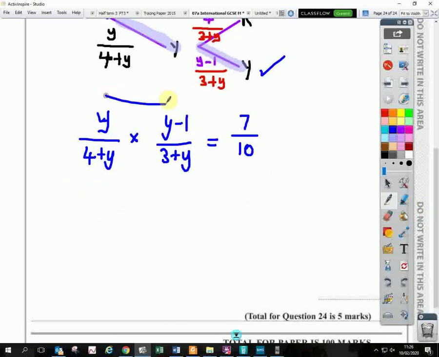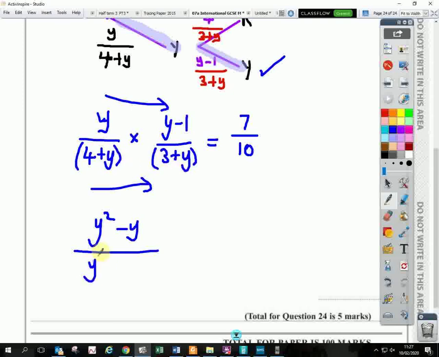So when we multiply fractions, we multiply along the top and along the bottom. On the top, y times y is y squared, y times minus 1 is minus y. On the bottom, we have double brackets here, and we expand the double brackets and simplify. So 4 times 3 is 12, 4 times y is 4y, y times 3 is 3y, and y times y is y squared. When you simplify all of that and write it in the correct order, you end up with y squared plus 7y plus 12. And that equals 7 over 10.